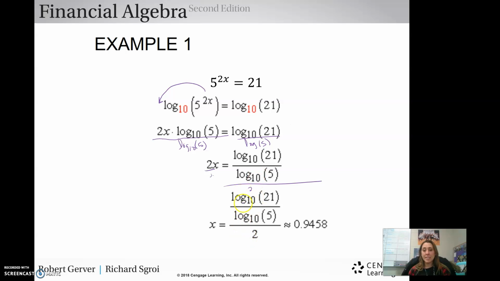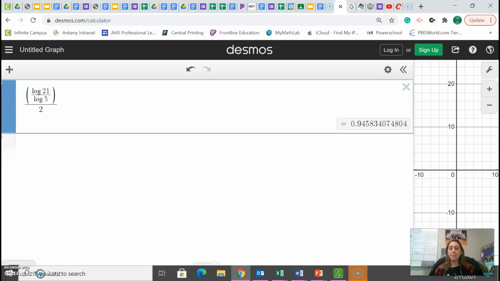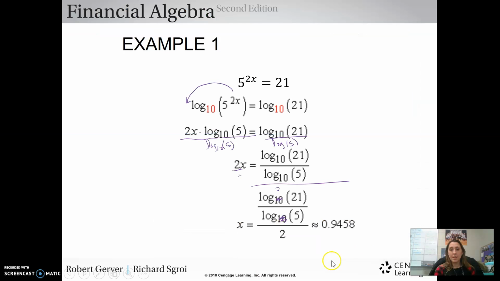And if we type this into Desmos exactly the way we see it, you don't necessarily need the 10. You could just write log in Desmos, and I can show you that right now. So I'm going to type all that out. If I type that into my Desmos calculator, I do get the same answer. And that is what we got. We typically are going to want to round to the fourth decimal place, so you're going to want to do that to the ten-thousandths right there.